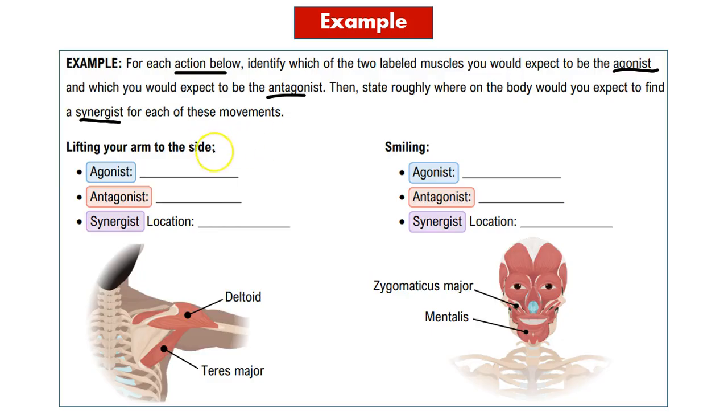Okay. Then they give us the different actions. Lifting your arm to the side. If you're lifting your arm to the side, that means you are moving away from the midline. So you can also just say abduction.